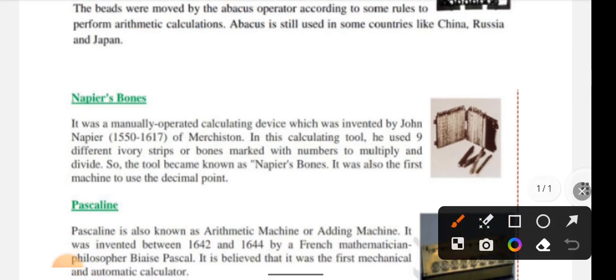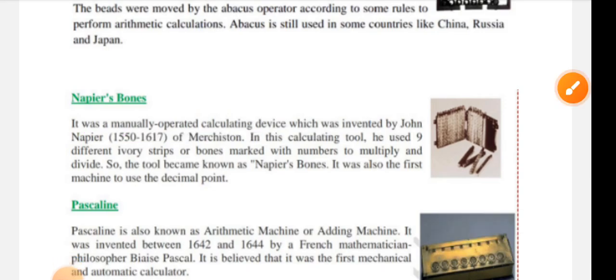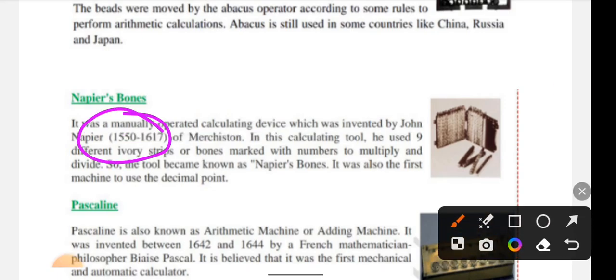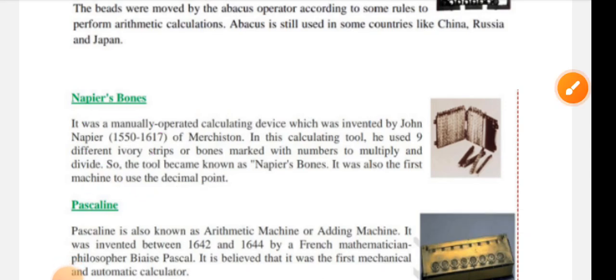Now I'm going to tell you about Napier's bones. It was a manually operated calculating device invented by John Napier, who lived from 1550 to 1617. It had different ivory strips and bones. It was the first machine to use the decimal point.